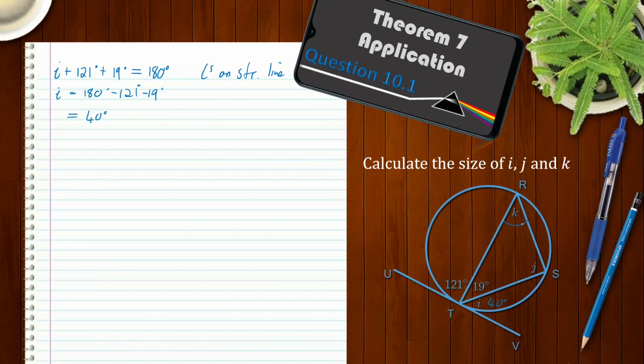Then to find K is pretty easy because these two angles are equal to each other with the tan chord theorem. So K is also equal to 40 degrees with the tan chord theorem. And then finally J. Now we can find J in one of two ways. We can use angles of a triangle, but that's going to be a longer way. We can simply say that 121 degrees is equal to J because of the tan chord theorem as well. So J is equal to 121 degrees, tan chord theorem.